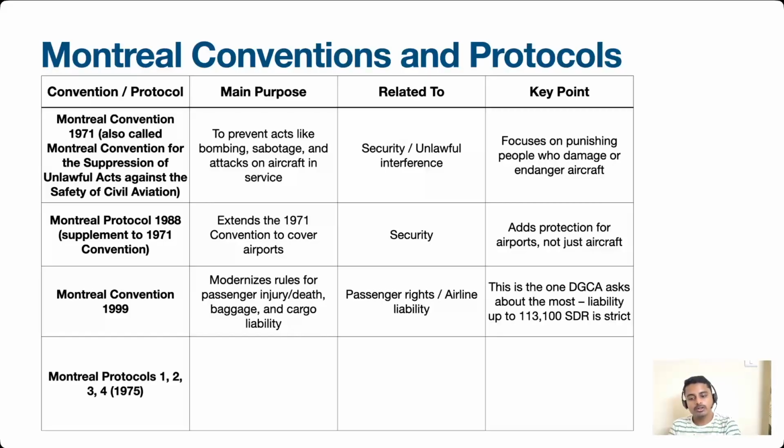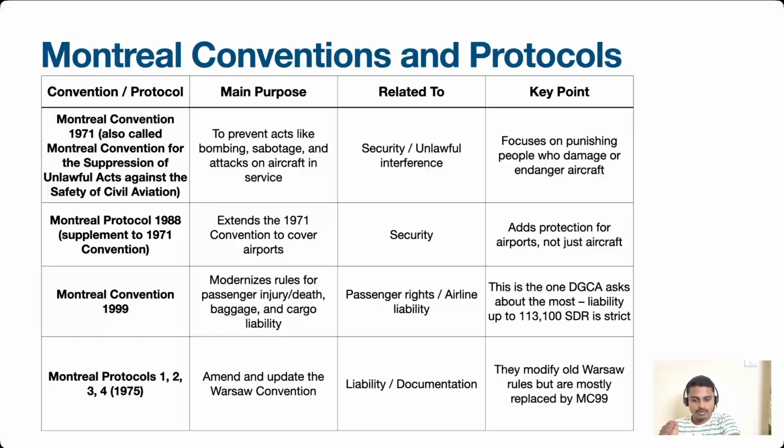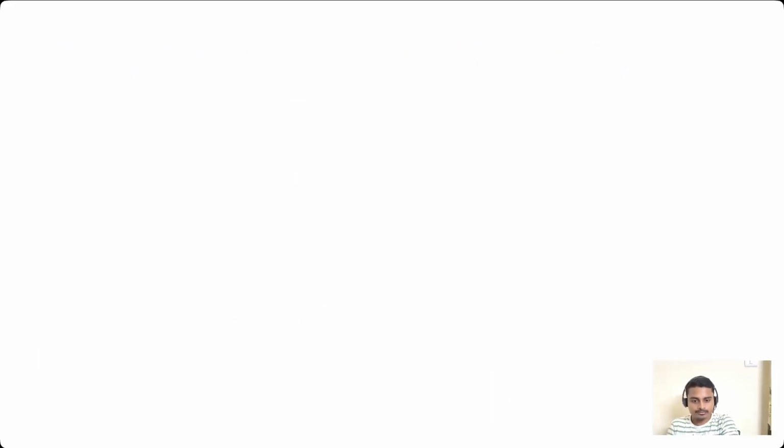And then we have all the protocols from 1 to 4, which were in 1975, and they basically add the missing parts to all these conventions. They amend and update the Warsaw Convention. They also talk about the liability and also the documentation. They modify old Warsaw rules, but are mostly replaced by the Montreal Convention of 1999. That was the difference between all these conventions and protocols.